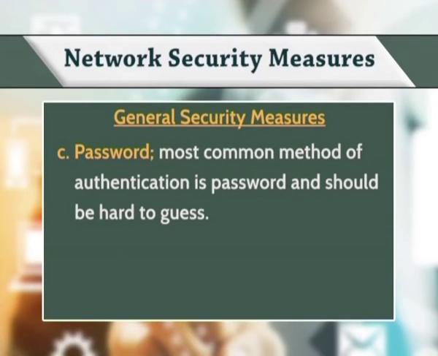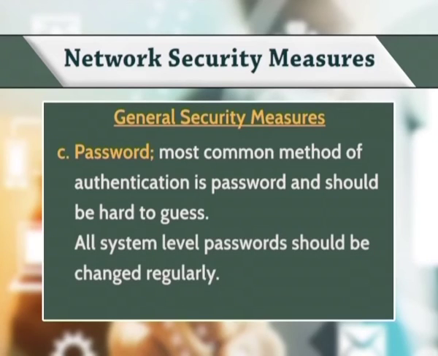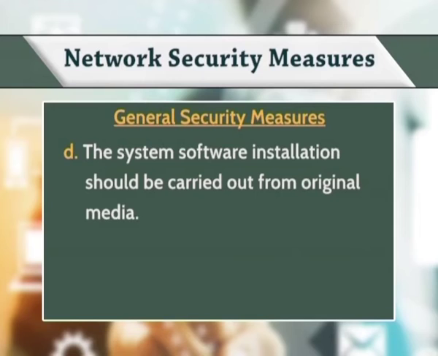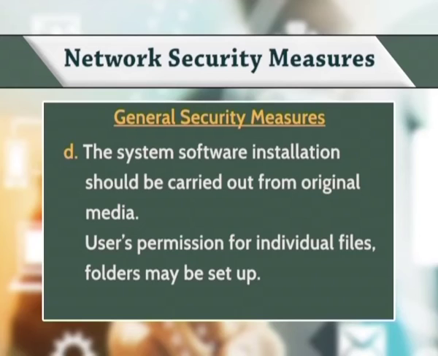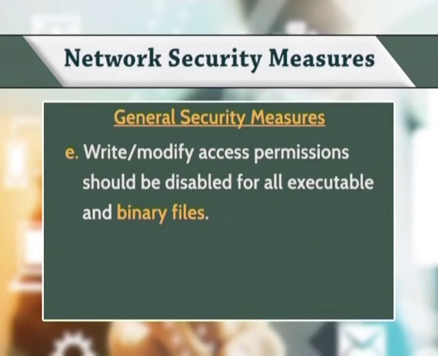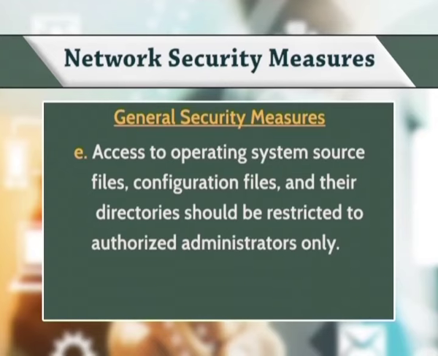Then password. Most common method of authentication is password and should be hard to guess. All system level passwords should be changed regularly. The system software installation should be carried out from original media. User's permission for individual files folders may be set up. Then write, modify, access permissions should be disabled for all executable and binary files. Access to operating system source files, configuration files and their directories should be restricted to authorized administrators only.